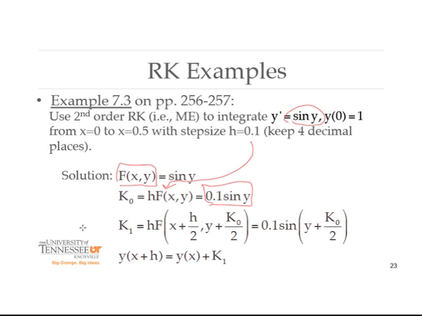And then the k1 constant will be defined this way, where we'll have to make an adjustment to x, increment y, and evaluate f again. So whatever we get for k0, we plug it in here, take half of it, add it to y, evaluate the sine at it, and then multiply by 0.1. And then that will be the step, our increment to get our new approximation at x plus h, which again will be 0.1.